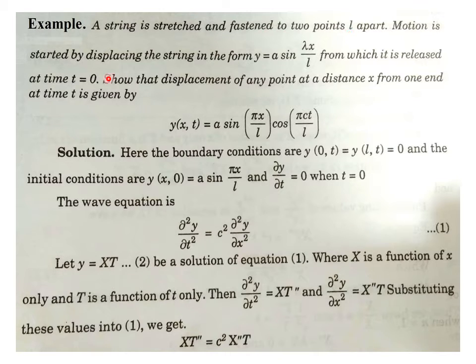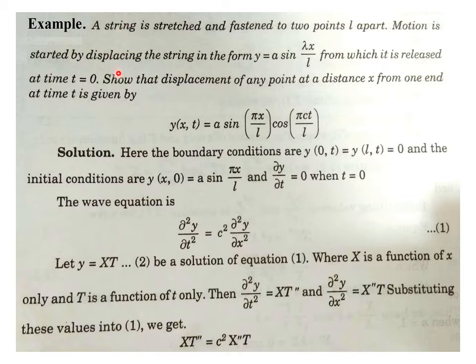And then motion is started by displacing the string in this form, meaning displacement y, or y(x,t), equals a sin(πx/L) when time t equals 0. Now we have to show that the displacement of any point at a distance x from one end at time t, that is displacement y, which is a function of distance x and time t, is equal to this expression.